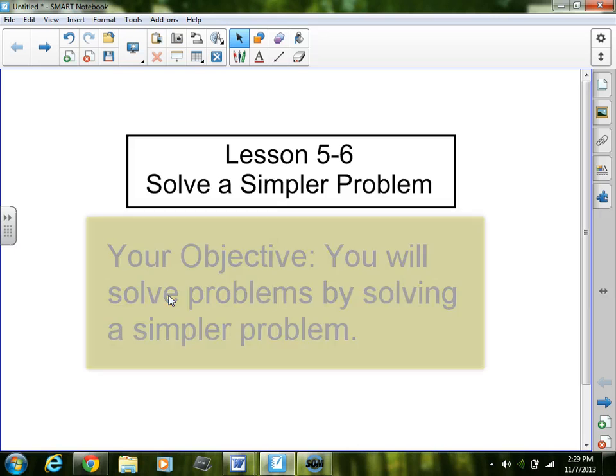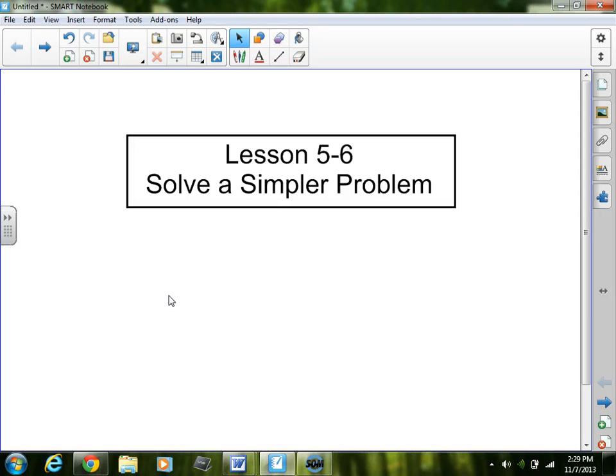Tonight we are going to be covering another one of our problem-solving skills. You know how I feel, these problems are incredibly important because these are real life. We're going to be learning one more important skill tonight. As you can see on the board, we're going to be working on solving a simpler problem. Now let's get started.